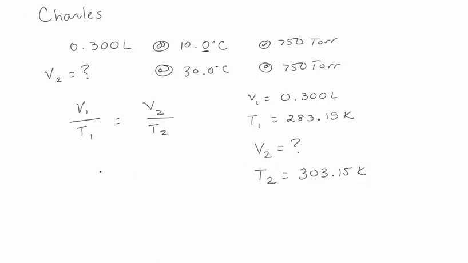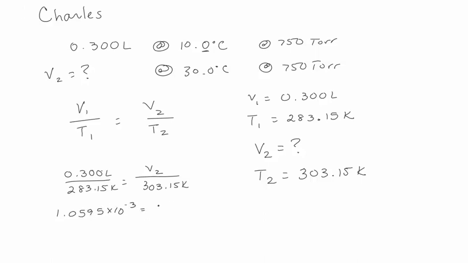And now we can do this calculation. So the first thing I'm going to start with is 0.3 divided by 283, and I get a value that is 1.0. I'm going to give you too many digits because I'm just going to leave it in my calculator. And I'm going to leave off the unit now. And so that is equal to V2 over 303.15. Now the algebra is we multiply both sides by 303.15, and that is my V2.